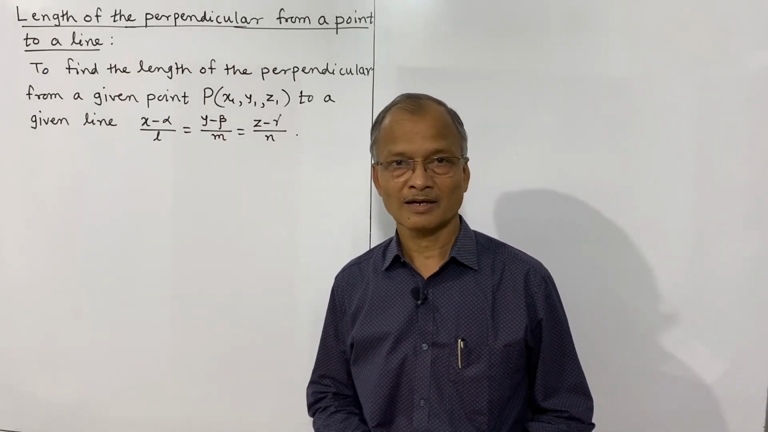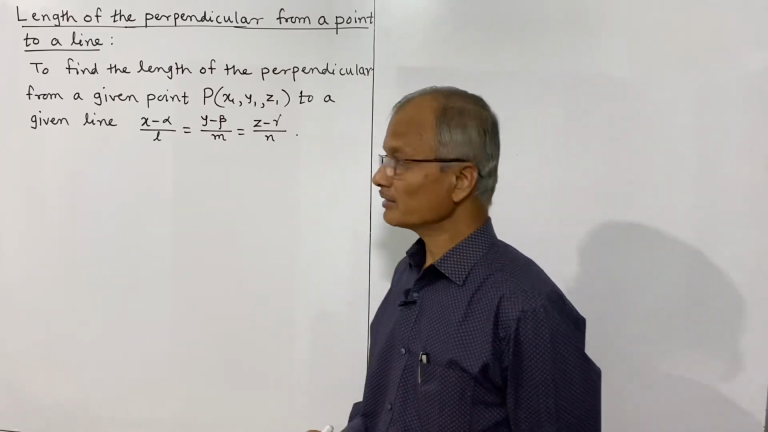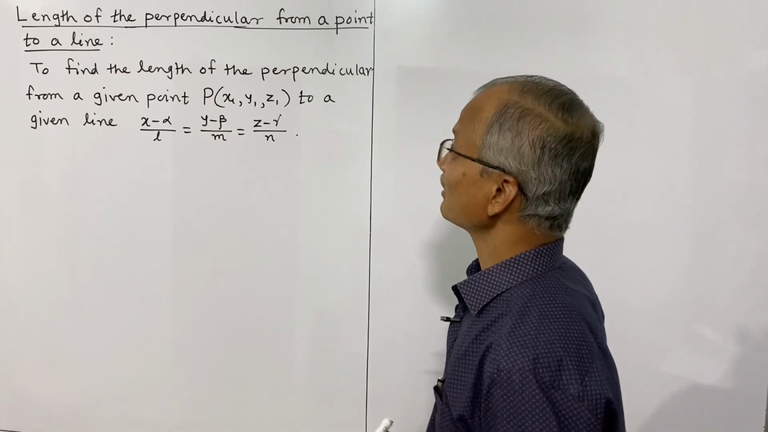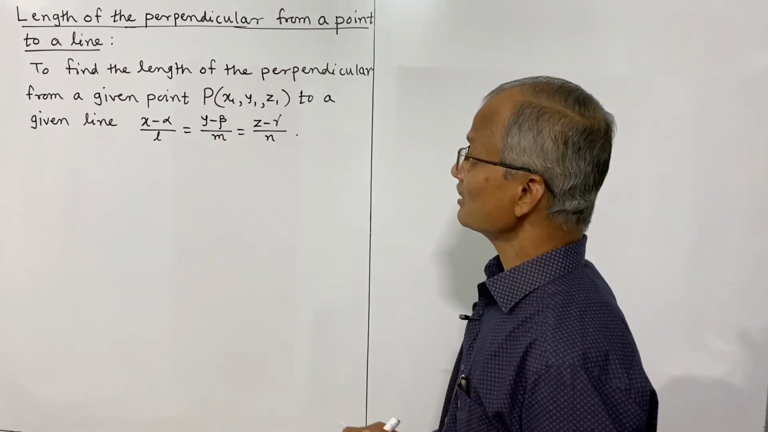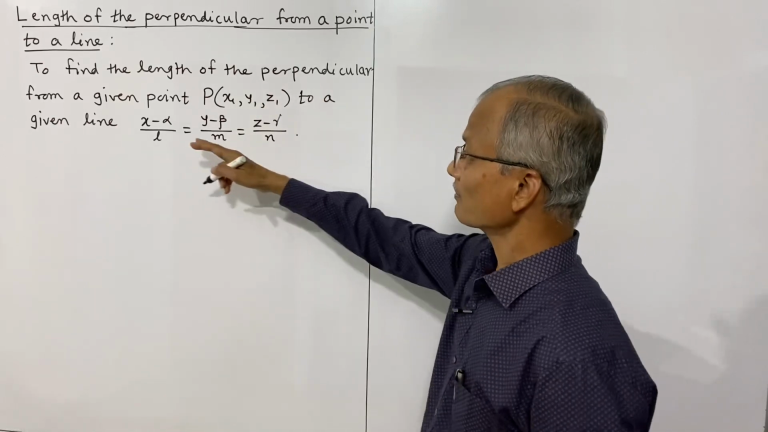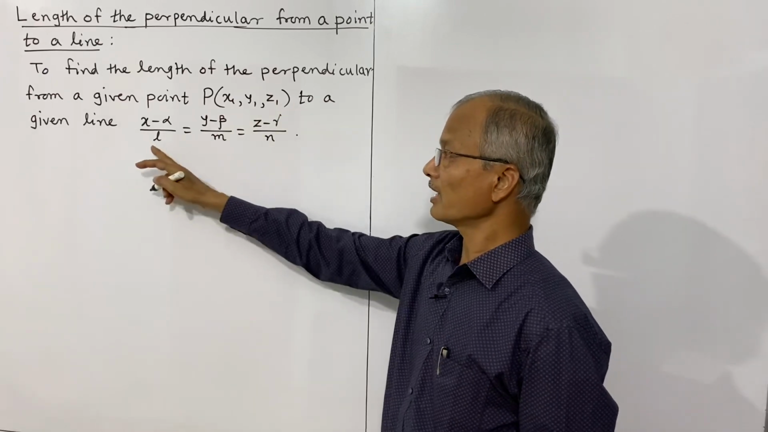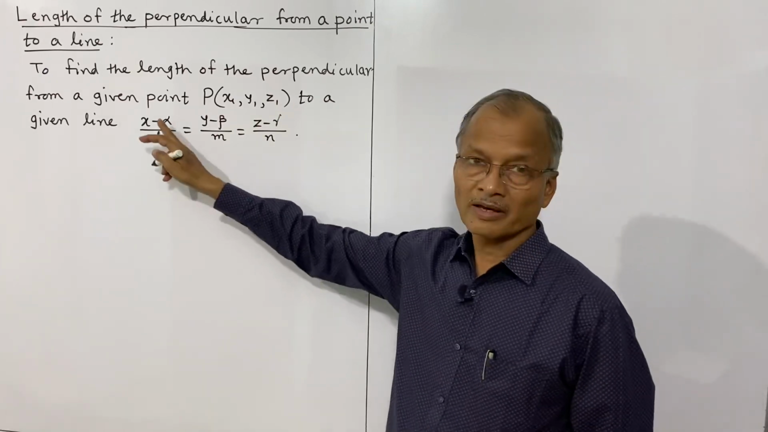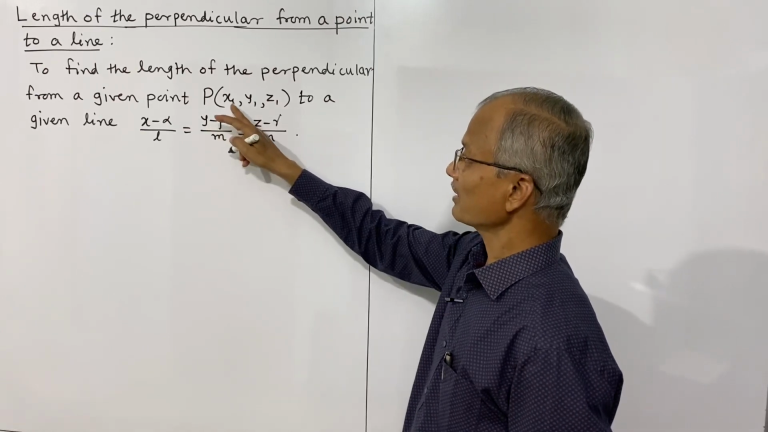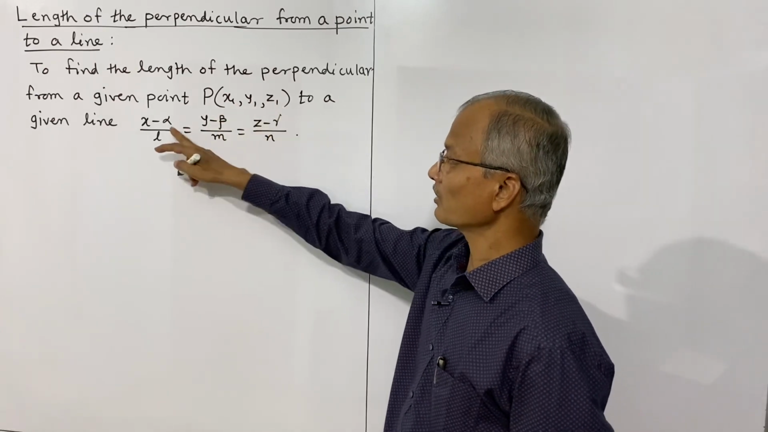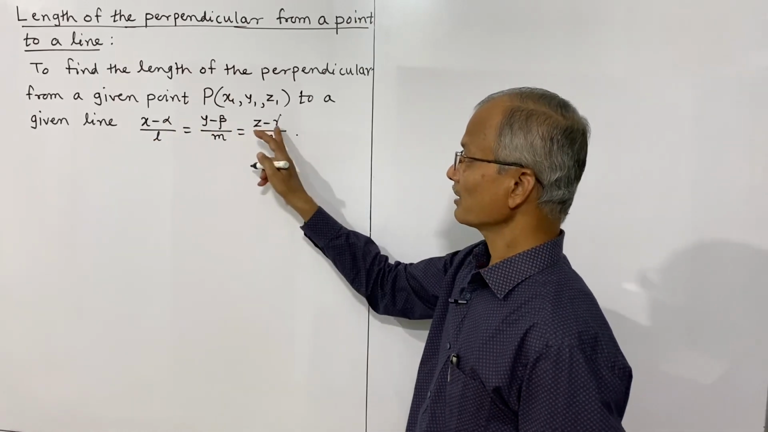We are studying right line, that is straight line in 3-dimensional geometry. In this lecture we shall study how to find the length of perpendicular from a point to a line. So the result is to find the length of perpendicular from a given point P (x1, y1, z1) to a given line in symmetrical form (x minus alpha) divided by L, etc. Here the point is taken as x1 y1 z1, and therefore here we have used the letters alpha, beta, gamma.